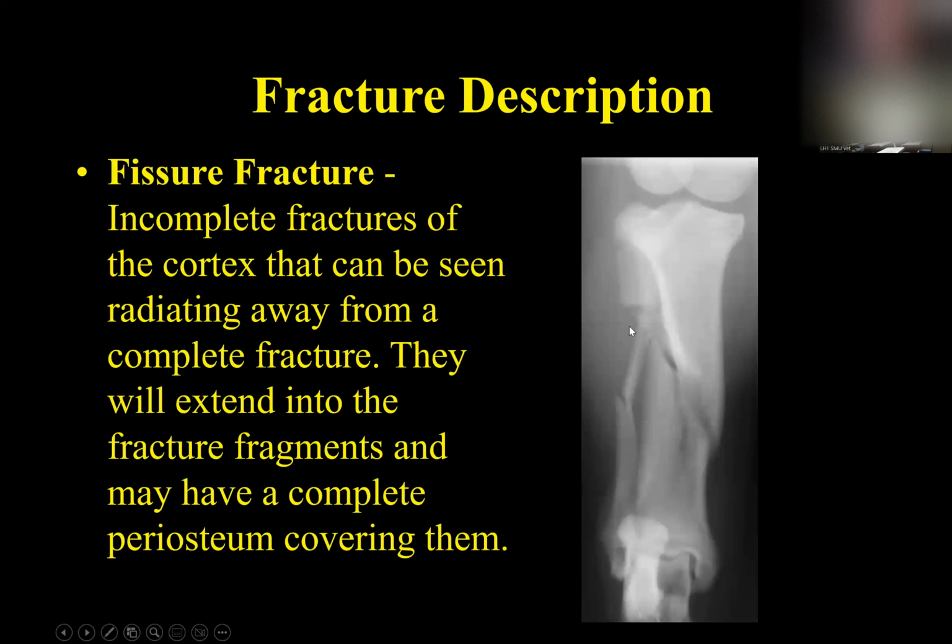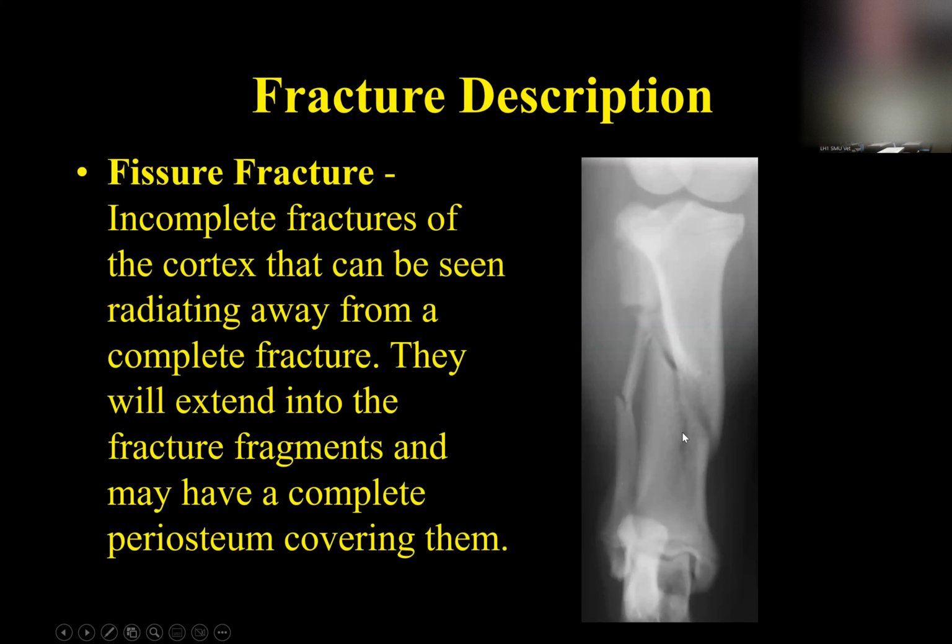Okay, this is a fissure fracture. If I look here, there are a bunch of fracture fragments up in the proximal end of this tibia. There's another fracture here in the fibula. But if I look, there's a fissure fracture line, this radiolucent line that comes out here, and there's another one going down here. Okay, so that is called a fissure fracture.